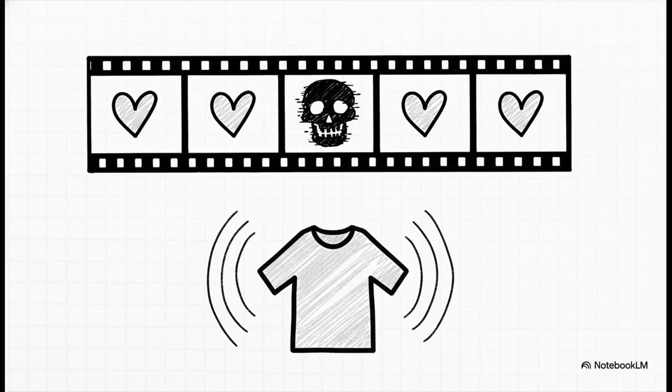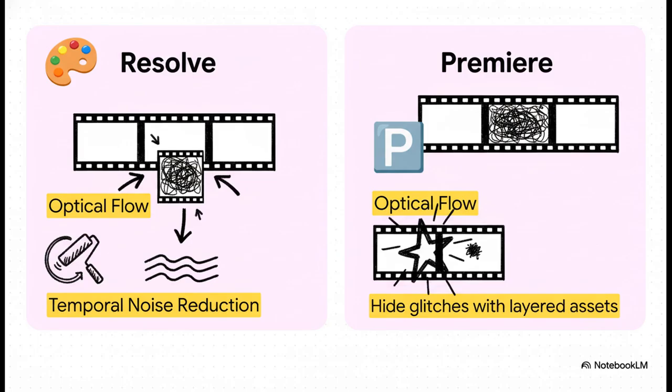All right, next on the hit list is another AI classic, those random, horrifying frames that just pop in for a split second, or that weird breathing flicker you see on a brick wall or someone's shirt. You've got a couple of ways to tackle this. The high-tech way is to use something called optical flow. Both Resolve and Premiere have it, and it basically looks at the frames before and after the glitch to magically create a new, clean frame in between.